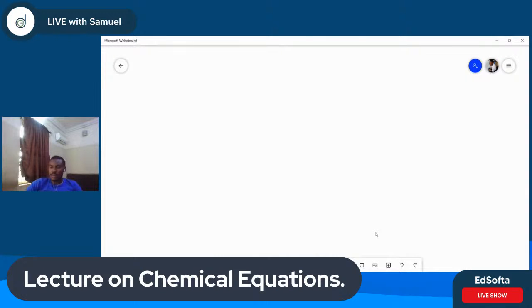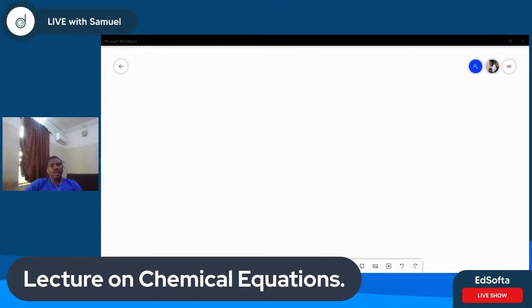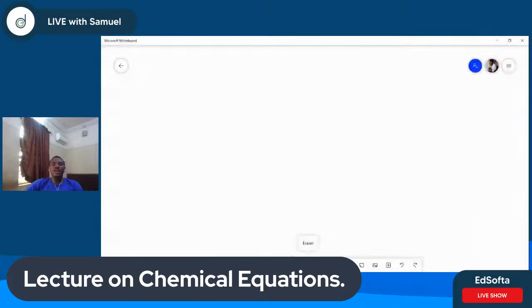Everyone, what that is telling us, let me see if I can read it again. It is saying that the equation must be balanced through the use of coefficients in front of the formulae and not by changing the subscript numbers within the formula. So what this means is that you have your equation that you want to balance.